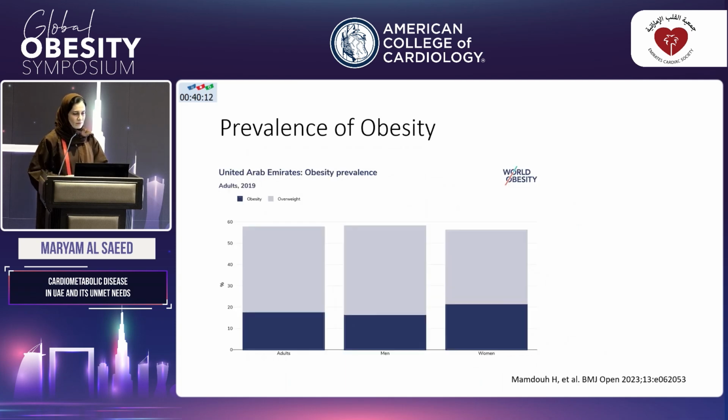Focusing in on the UAE specifically, this was data from 2019 on adults in the UAE. The gray part is the number of individuals who have overweight, and the blue is obese, so BMI more than 30. If you combine them, among men and women in adults, they're actually quite close to 60%. Overall, men have more total overweight with obesity, but women in this region have more obesity.